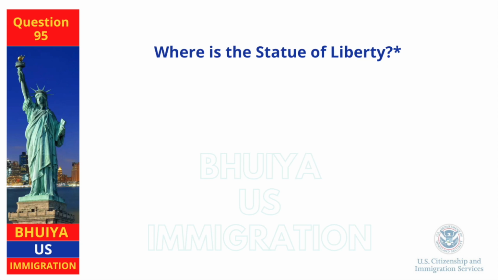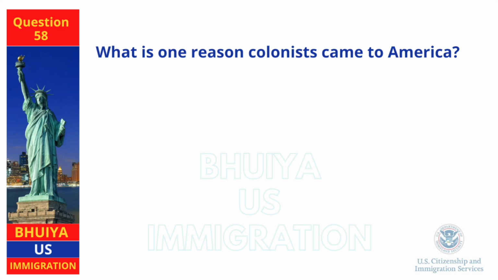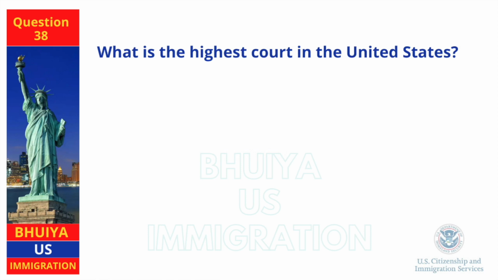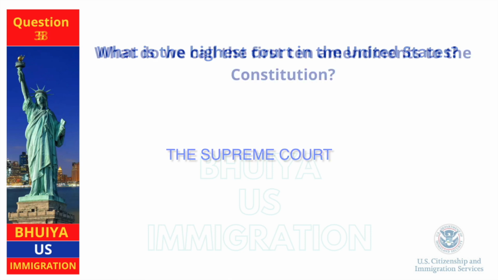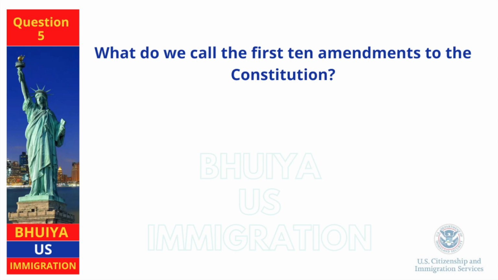Where is the Statue of Liberty? New York Harbor. What is one reason colonists came to America? Freedom. What is the highest court in the United States? The Supreme Court. What do we call the first 10 amendments to the Constitution? The Bill of Rights.